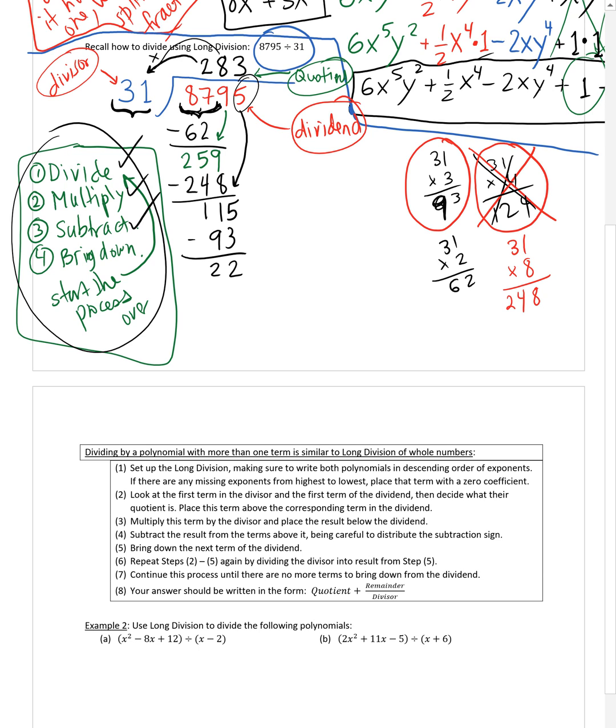Alright, and we could keep going if we wanted to, put a decimal and then bring another 0 down, etc., etc. But just for the sake of these problems, in these polynomial problems, we're going to be writing our answer with a remainder.